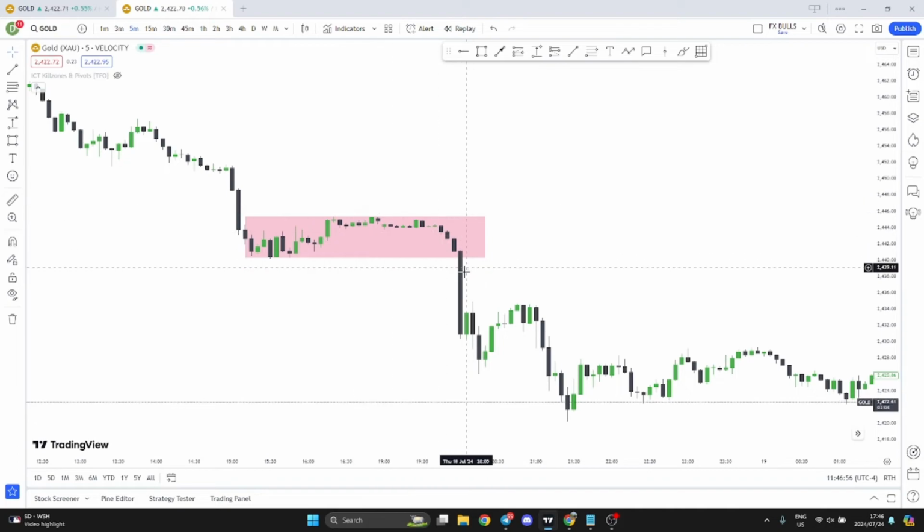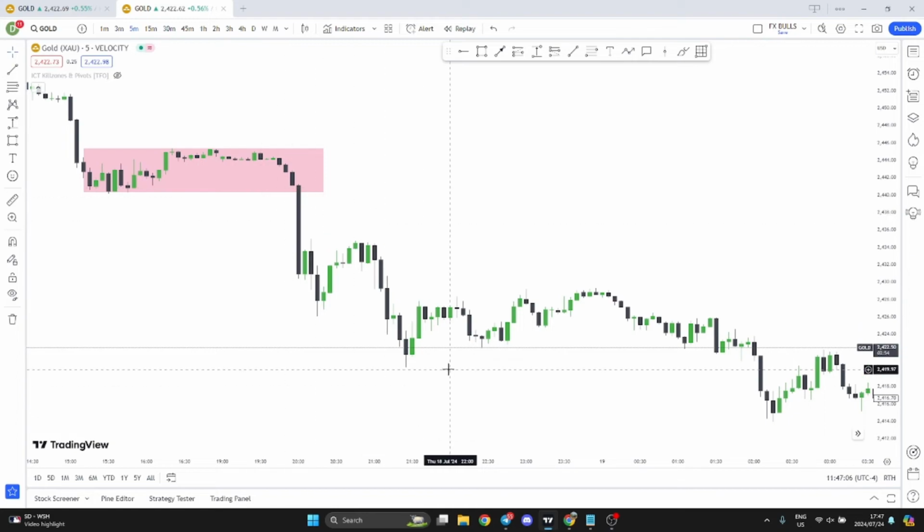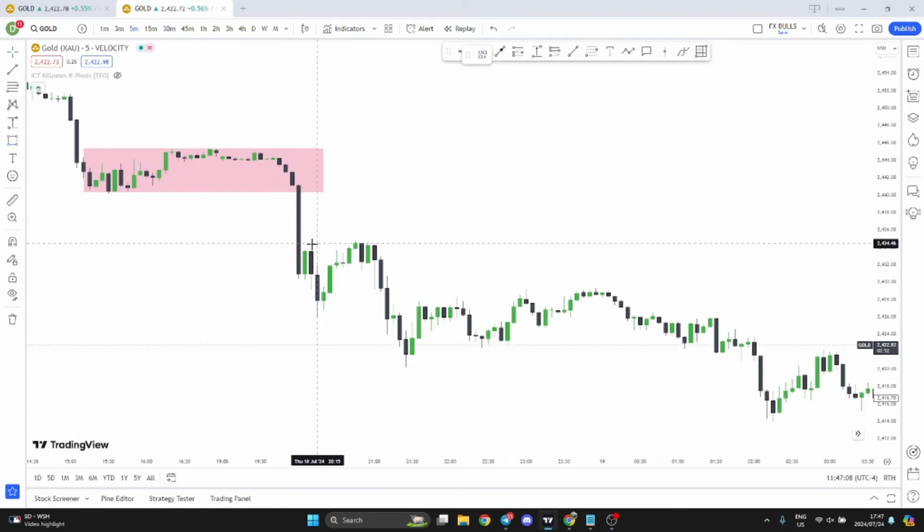And then you can see price broke out of that box, out of this level. And then it does do a pullback, but it never comes back to your entry, so you would not have caught this entry, which is unfortunate, but it's okay.